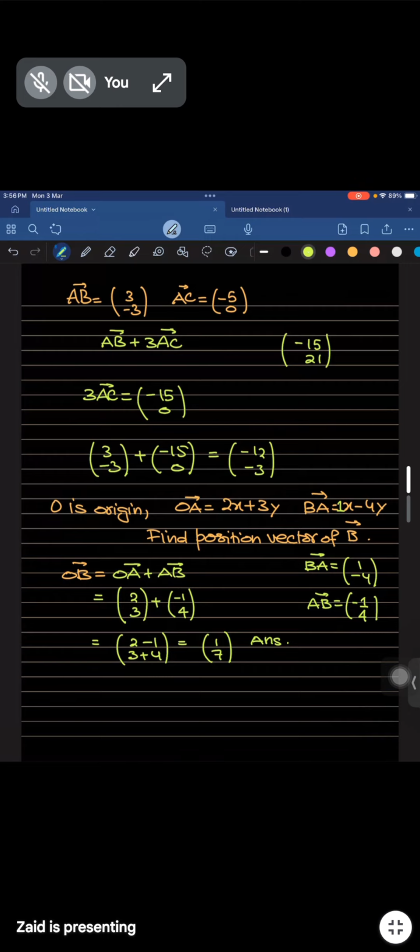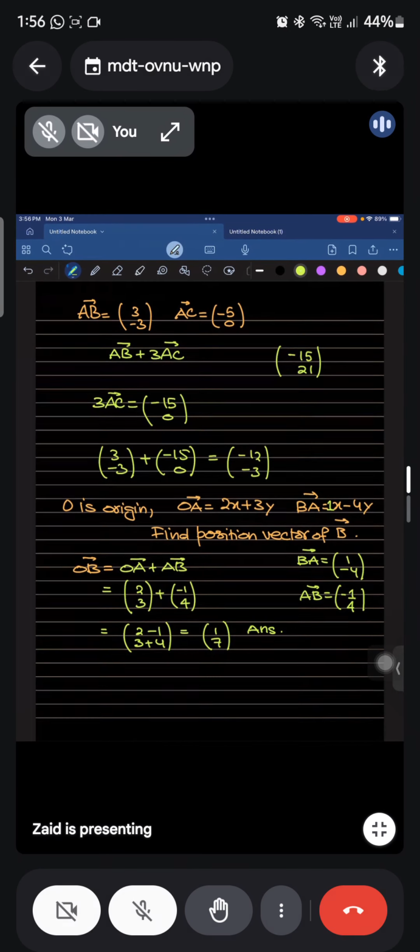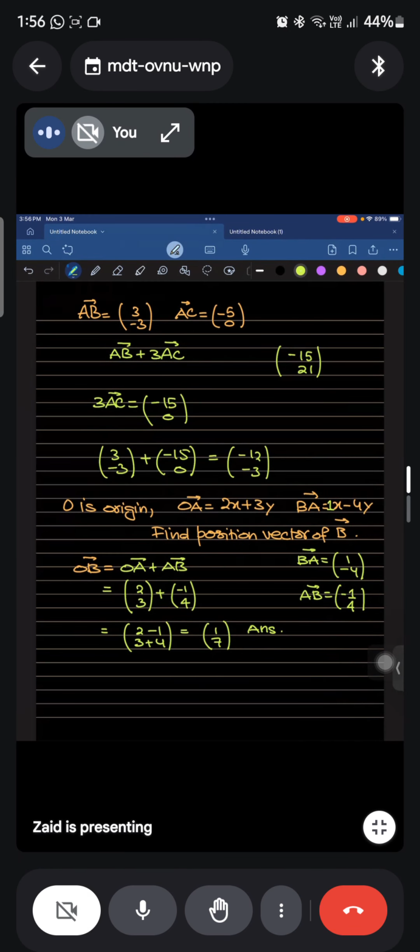Sir, I did not understand why we cannot use BA, because the middle ones should be the same. Okay, for OB, OA plus AB. So I have to flip BA. BA was, look here, x minus 4y, which means this is 1. I can write this as a column vector 1 and minus 4. This was BA. So for AB, I have to flip it.